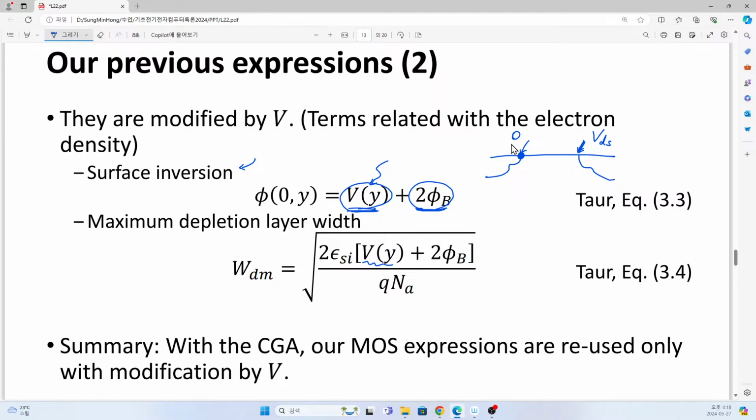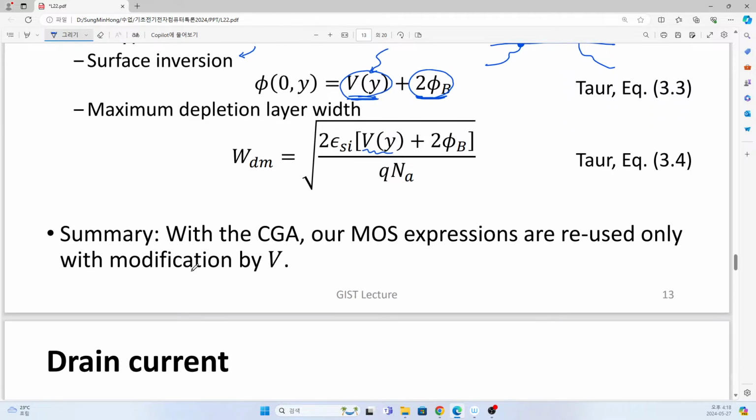So this applied voltage is 0 and this applied voltage is the drain voltage, and since the source is grounded, this corresponds to VDS. Okay, so let me make a quick summary. So with the gradual channel, oh, sorry about that, I made another mistake, gradual channel approximation. So I will fix all of my typos.